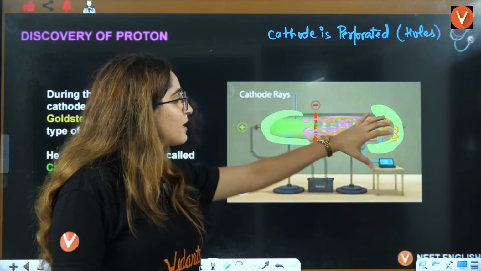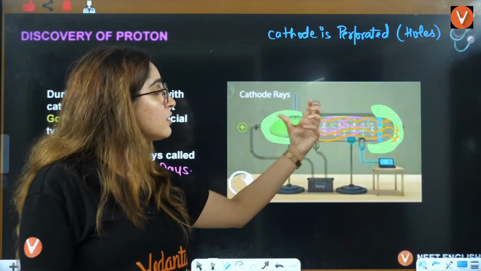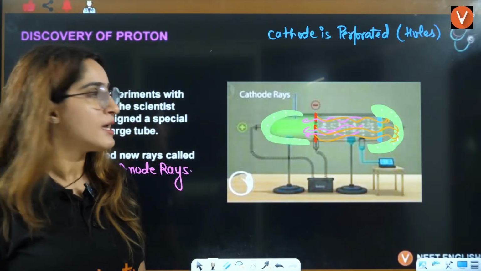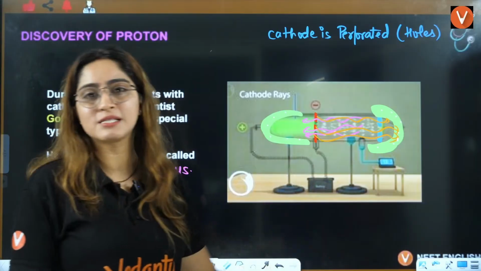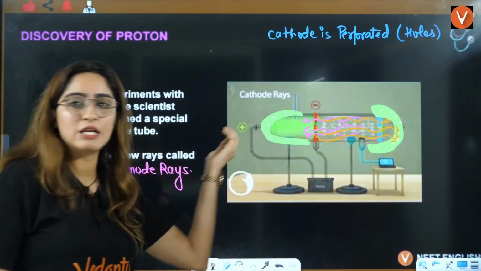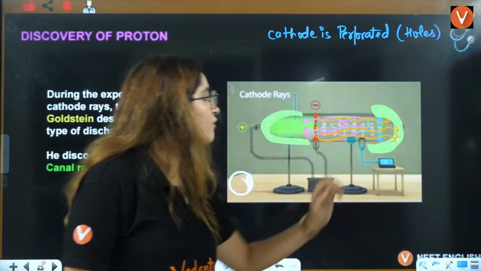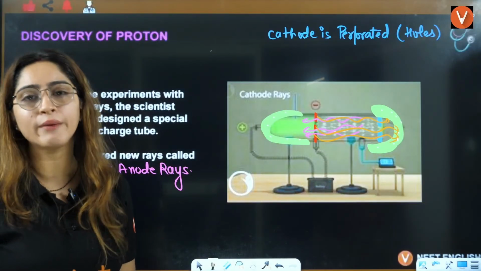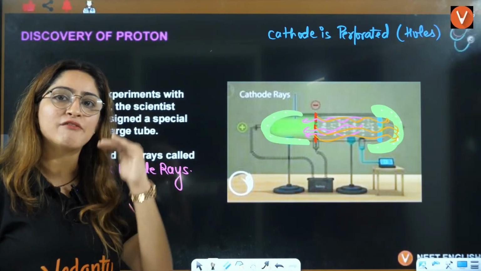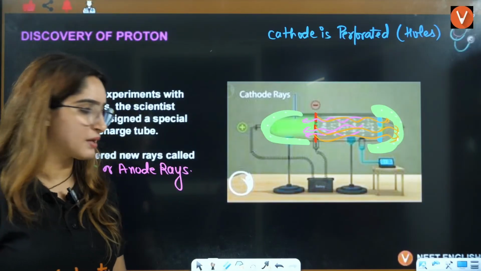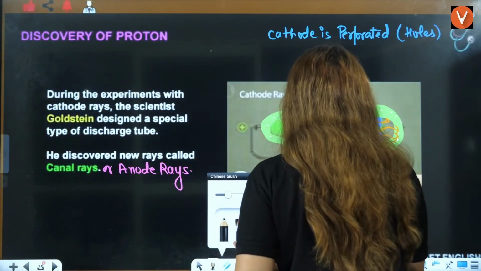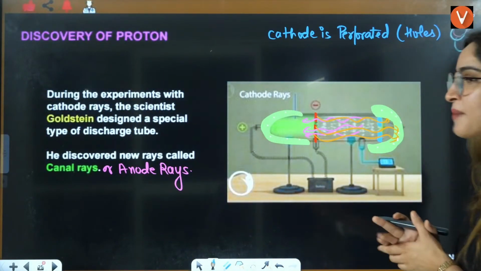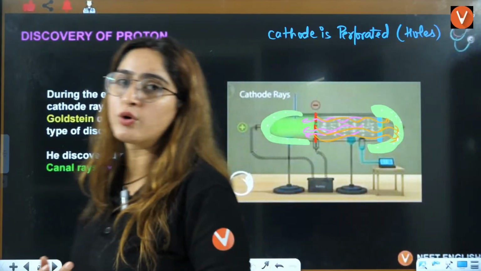Now, if I have a ZnS screen on both sides, I'll see that both rays are coming. Here also you will see a glow, here also you will see a glow. Here you will have anode rays and here you will have cathode rays. So that means they travel along with each other, right? In the opposite direction. Now the question is, ma'am, why do we have these anode rays?